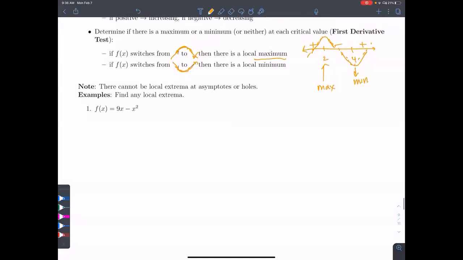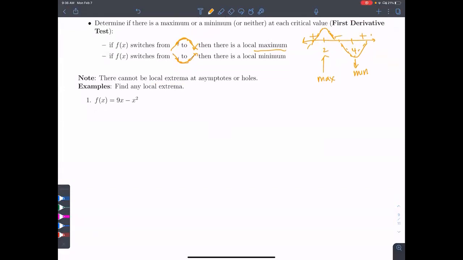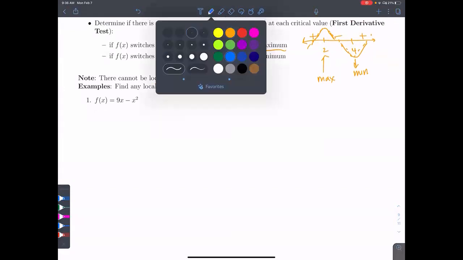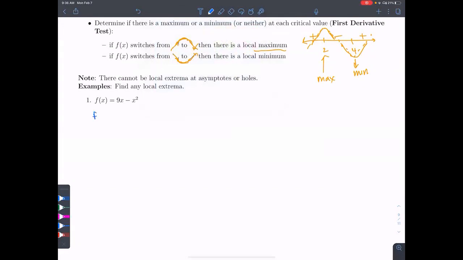Local extrema happen at critical values. So if it's not in the domain, it's not. So asymptotes and holes won't matter. So let's do what we were doing before. We're trying to find a critical value.